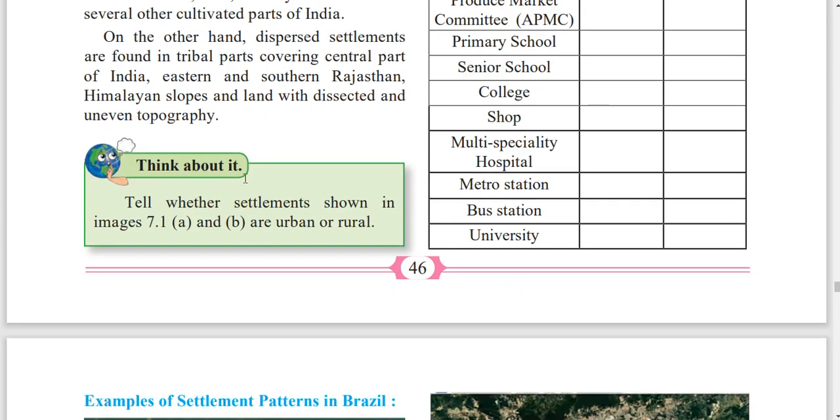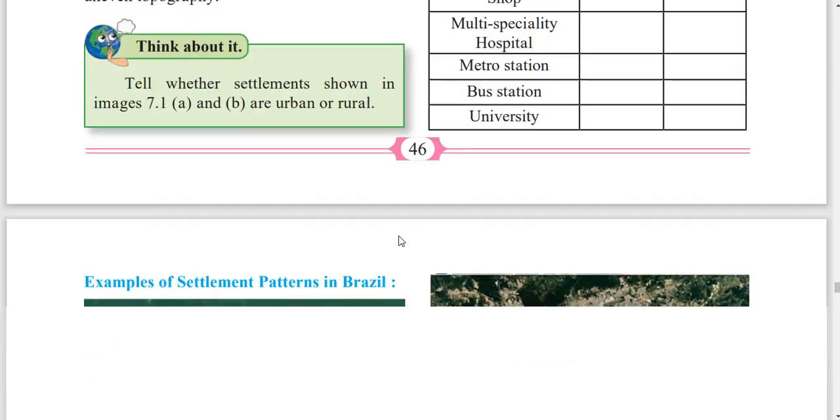topography. Think about it. Tell whether settlements shown in images 7.1a and b are urban or rural.